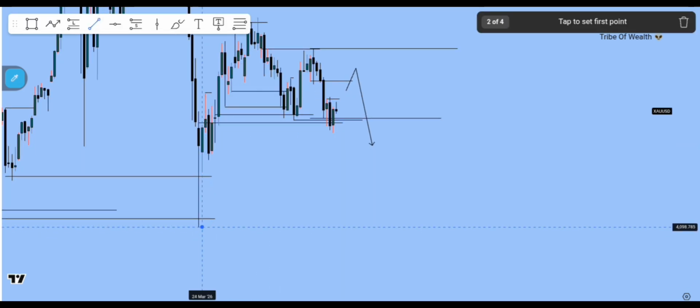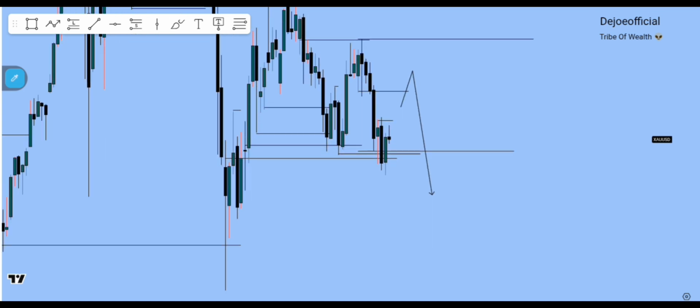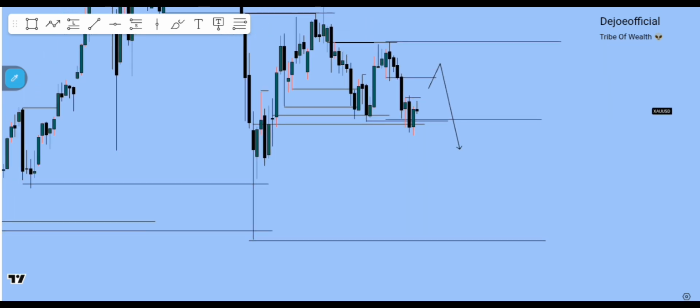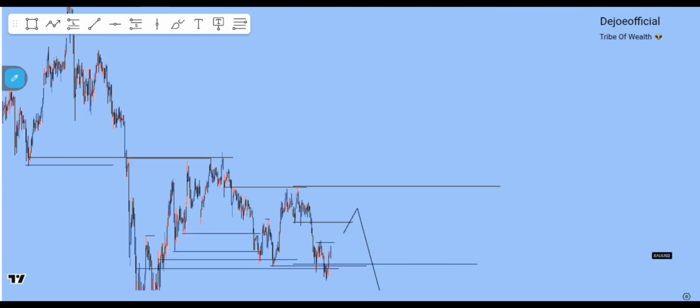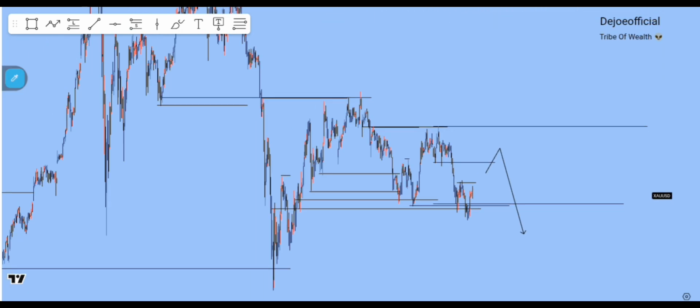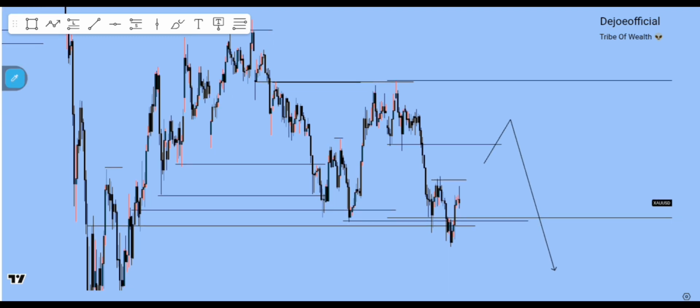This particular low is my draw on liquidity, my overall draw on liquidity. Then after that, I'll look for another confirmation and try to buy or sell. So let me go down to the 4 hours time frame. On this 4 hours time frame, it is clear that gold is bearish.